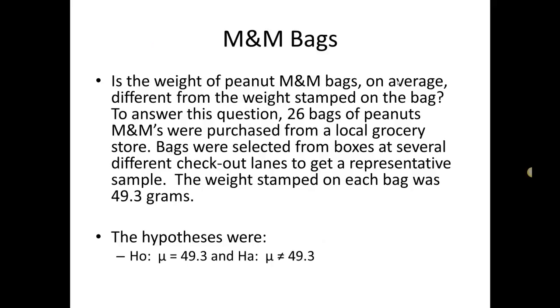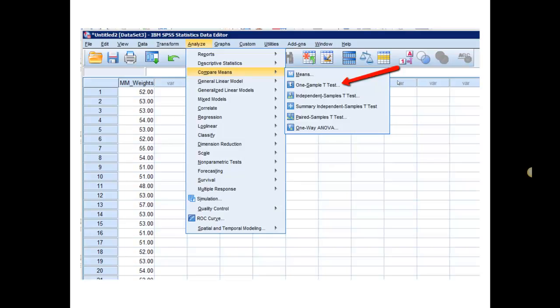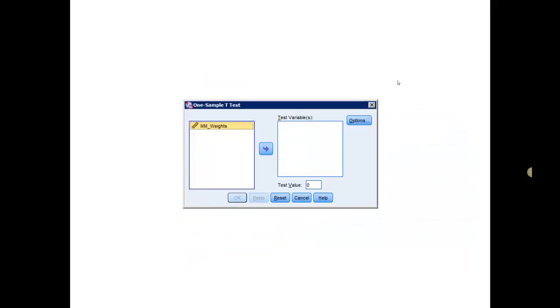So now on to my hypothesis test. Remember, my hypotheses were null hypothesis mu equals 49.3 and alternative mu not equal to 49.3. In SPSS, we go to the Analyze menu, choose Compare Means, and then choose the One Sample T-Test. Once in there, I'm going to take those M&M weights and pop those over to my test variables. Next, and this is really important and where a lot of students get messed up, is the default test value in SPSS is 0.